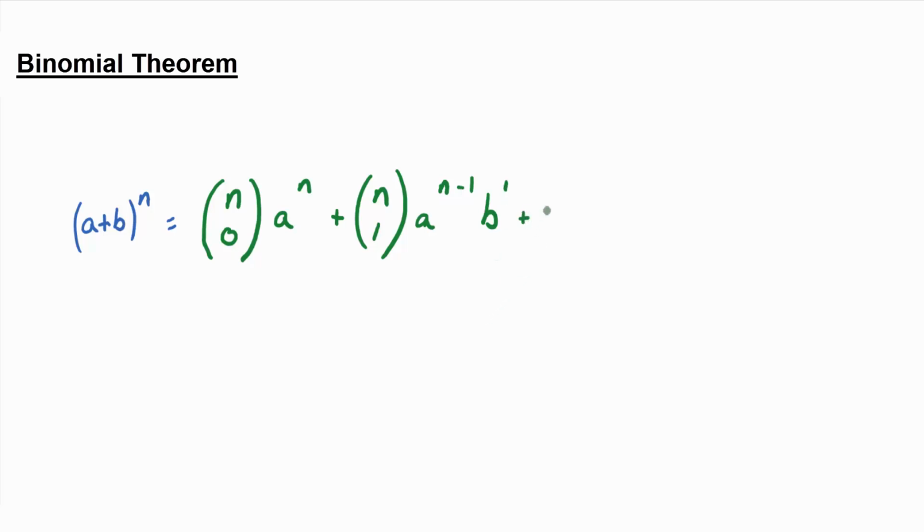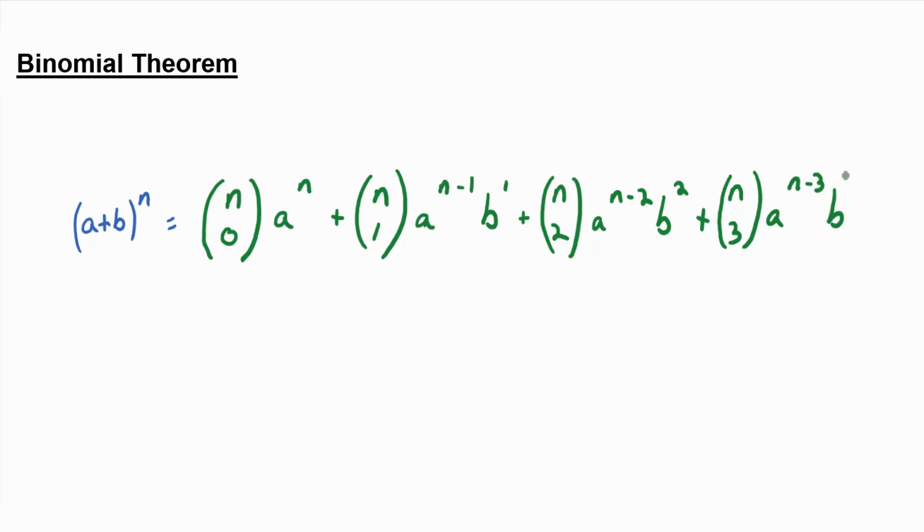Okay, see if you see the pattern. What would the next one be? N choose 2, a to the n minus 2, b to the 2. Let's do one more. N choose 3, a to the n minus 3, b to the third. Now, it keeps going.